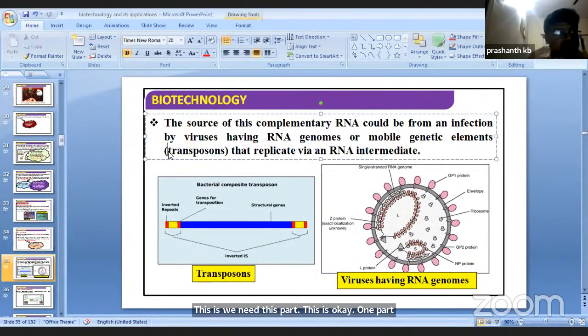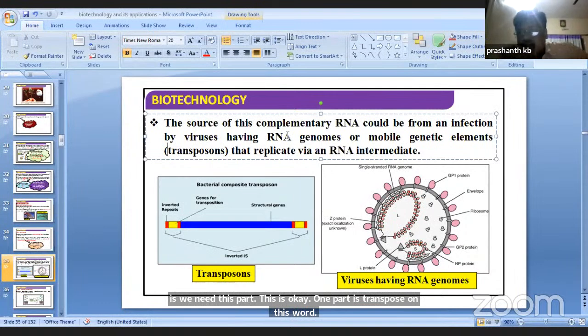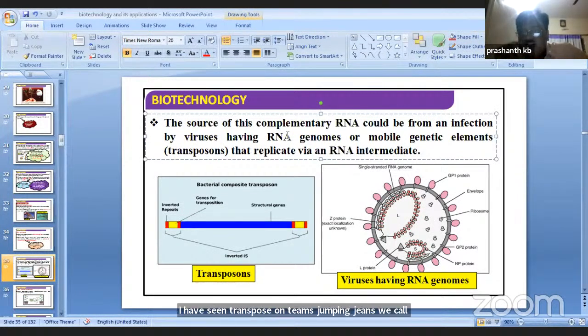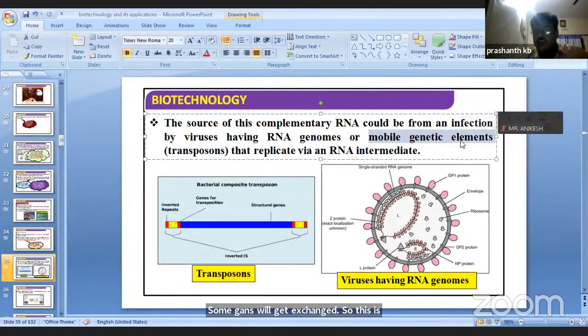Transposons. This word I have seen in the NCERT textbook. Transposons means jumping genes, we call. Sometimes the DNA will jump in the linear DNA. In a normal DNA, some genes will get exchanged. So this is called, or sometimes we call, a mobile genetic element. Mobile genetic means they shift the place.